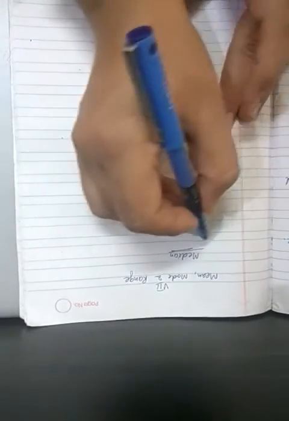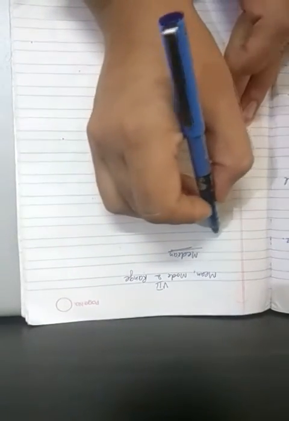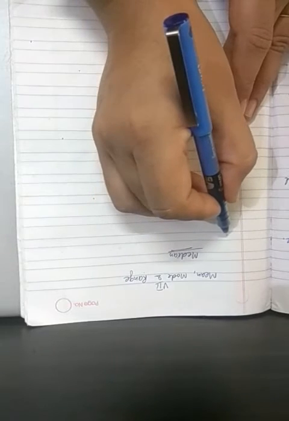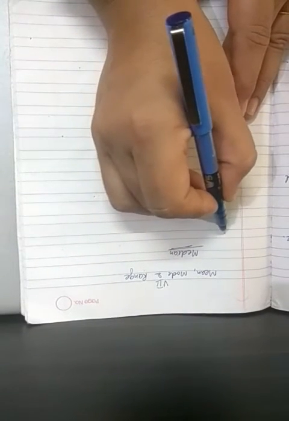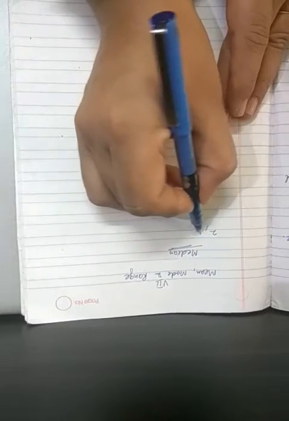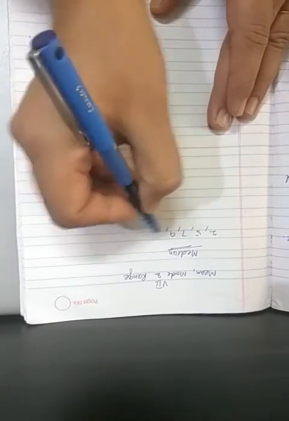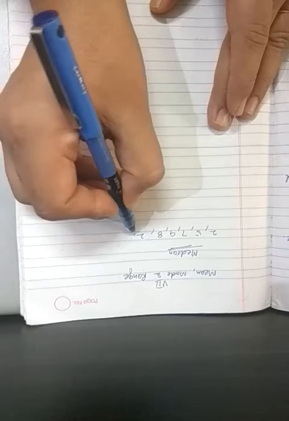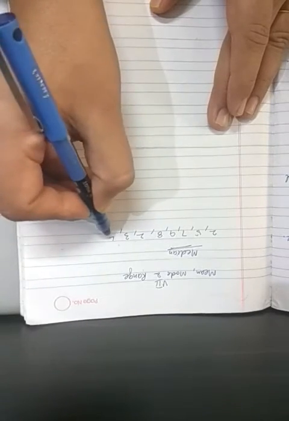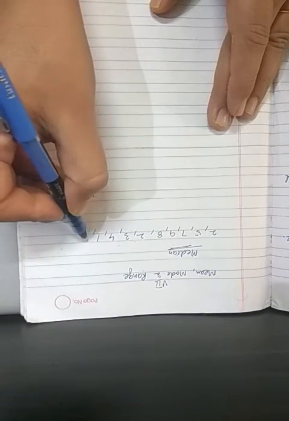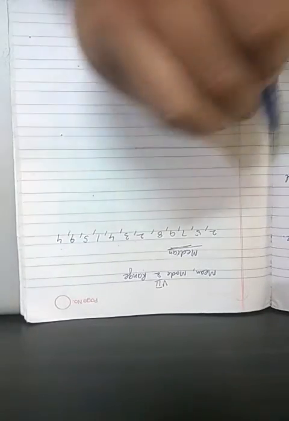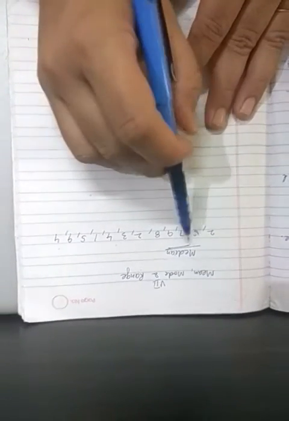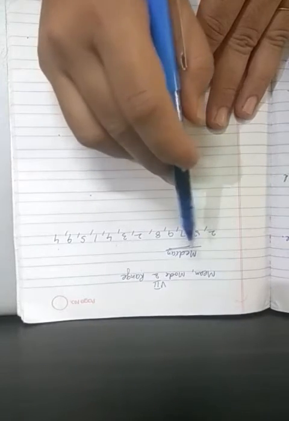Median is the term which comes in the middle of the given data. Let us see with the help of an example. We are taking some marks: 2, 5, 7, 9, 8, 2, 3, 4, 1, 5, 9, 4. Now you have to find out the median.